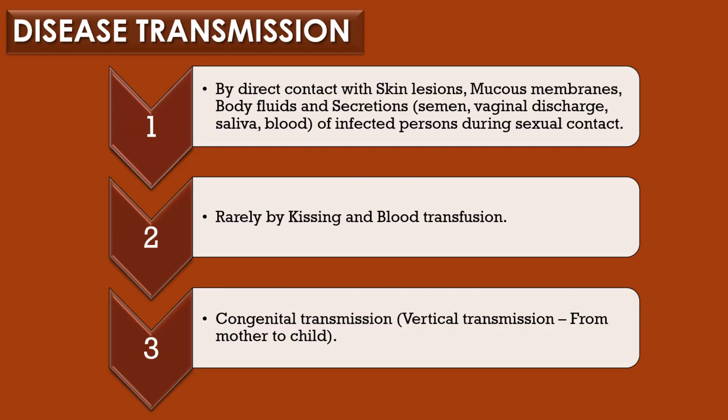Disease transmission of Treponema pallidum. Treponema pallidum infection is mainly transmitted by direct contact with skin lesions, mucous membranes, body fluids and secretions like semen, vaginal discharge, saliva and blood of an infected person during sexual contact. The second mode of infection is rarely by kissing and blood transmission, and finally transmission by congenital transmission, that is the vertical transmission from mother to child.